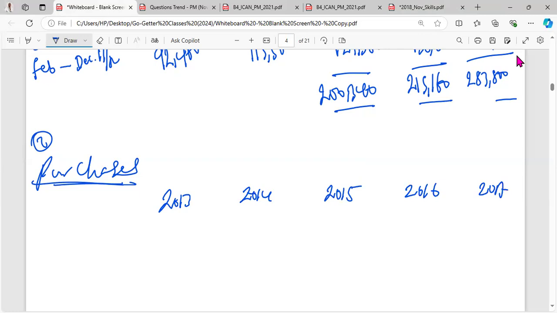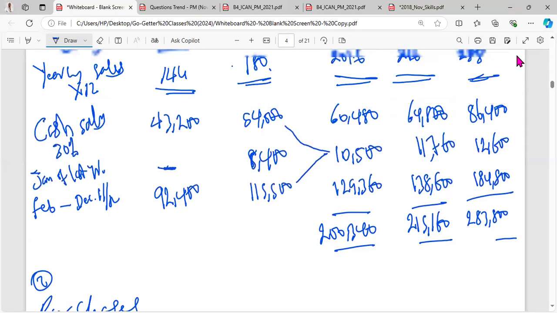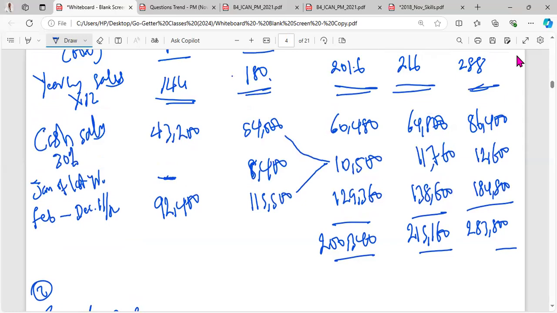Let's say this is yearly sales. We have the yearly sales here, 144, 180, 116.